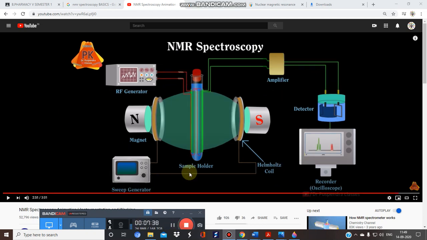So this is just an overview of the NMR spectroscopy. You don't have to go much deeper in this semester, but in the higher semesters you must know all the functions of this NMR, all the concepts and all the aspects. So this is an overview of the NMR spectroscopy. We have covered this point.